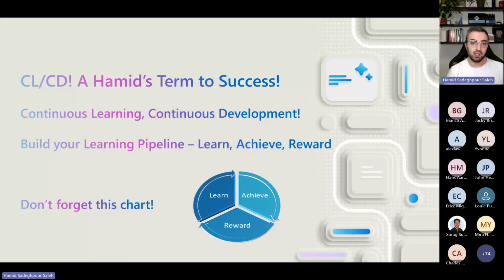Okay, sounds good. Great. So apply this in your learning journey and don't forget this chart. You can take a screenshot or the recording will be available afterwards. Just try to draw it for yourself. Drawing will help you not to forget it. Continuous learning, continuous development, learn, achieve, reward. That is exactly the summarized version of the previous slides that I was talking about in the past 30 minutes. So this is exactly what is going to help you achieve any kind of role, in this case, cloud architect or solution architect.